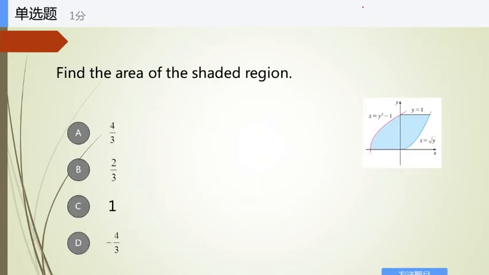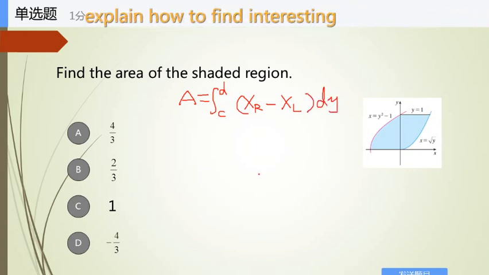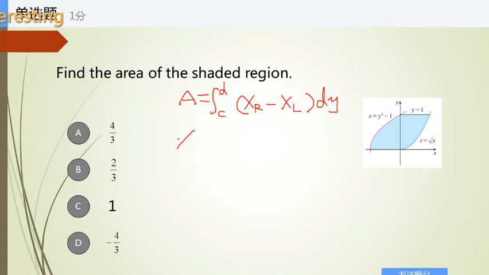All right, here is a quiz to apply the formula. To apply the formula, you need to figure out c and d using y, and you need to figure out what your right function curve is and what your left function curve is using the variable y. So the right function curve will be x equals root y, from the graph.